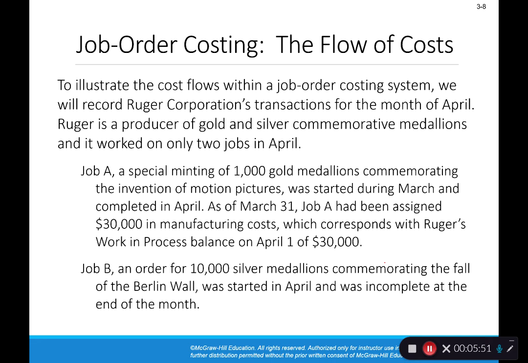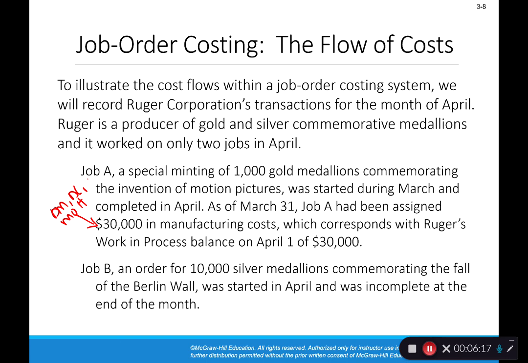As of March 31, Job A has been assigned $30,000 in manufacturing costs, which corresponds with the work in process balance at the beginning of the month. That $30,000, remember, would be direct materials, direct labor, and overhead costs that were added to the job in the month of March, and now are the beginning balance in work in process for the current month of April.